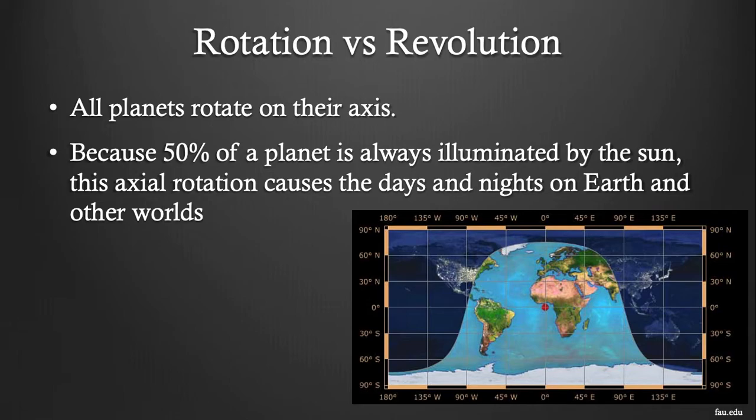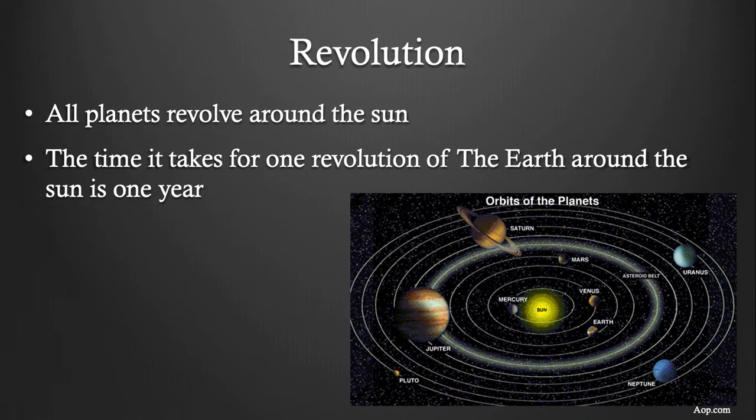And that picture there, that's a flat image of what it looks like when it's summer in the southern hemisphere. If you flatten out the globe, 50% of it is lit up and 50% of it's dark. But on a flat map, it looks a little different than as a sphere.